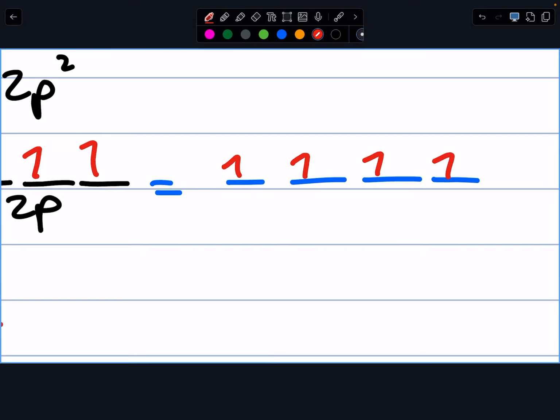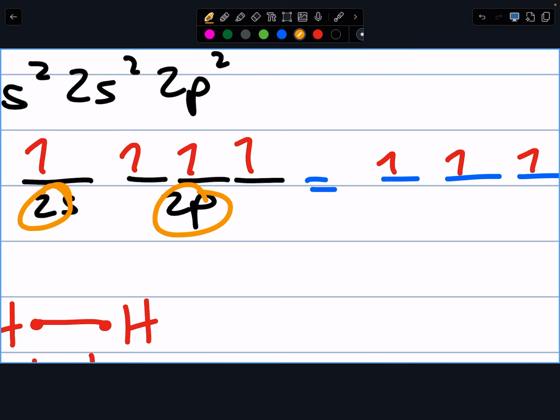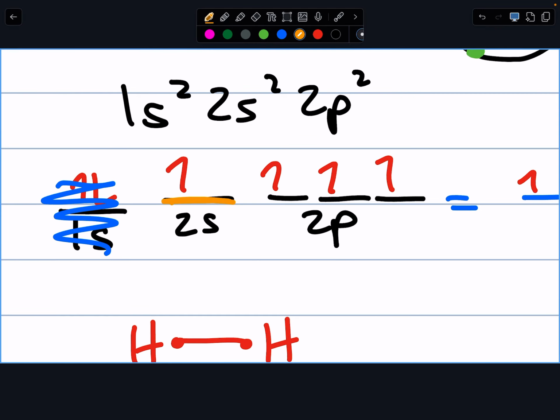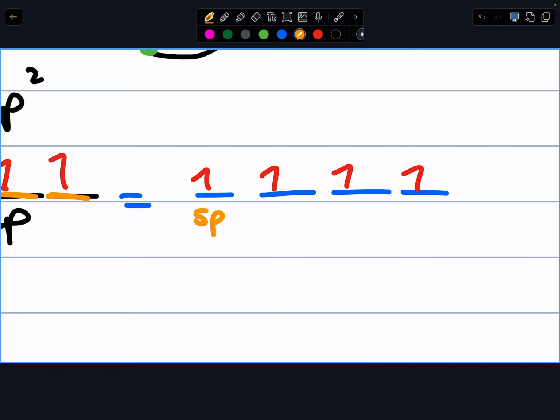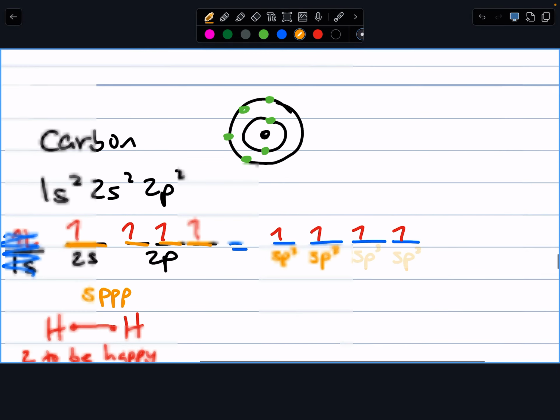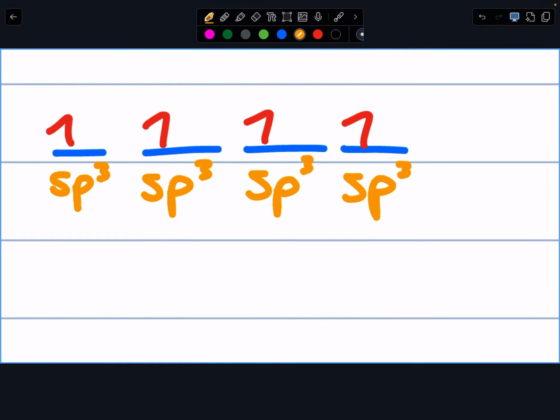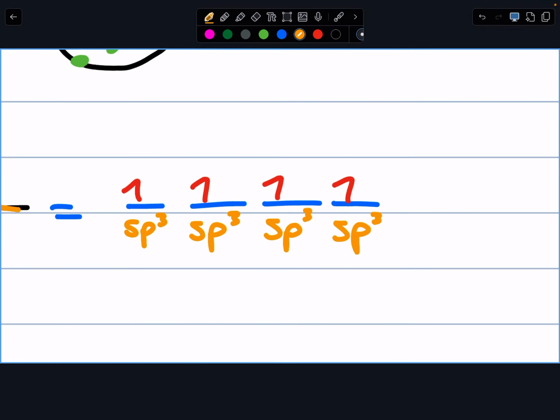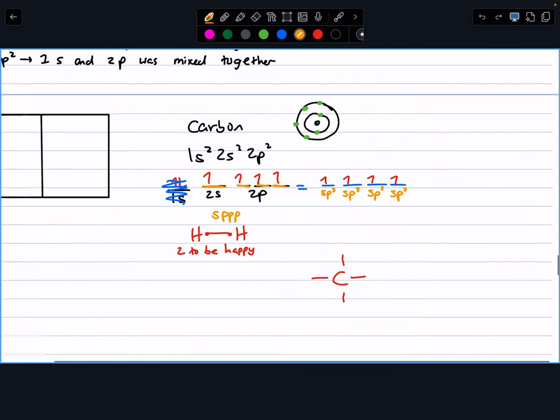But these orbitals are not 2s and 2p anymore. Well, how many s's do I have? This is 1s. And how many p's? 3. So now this new orbital is sp3. sp3. sp3. sp3. So now carbon just hybridized his orbitals and he made 4 brand new orbitals called sp3 because he mixed together an s and 3 p's. So now that's why you see sp2, sp3, sp3d, stuff like that, because of this.